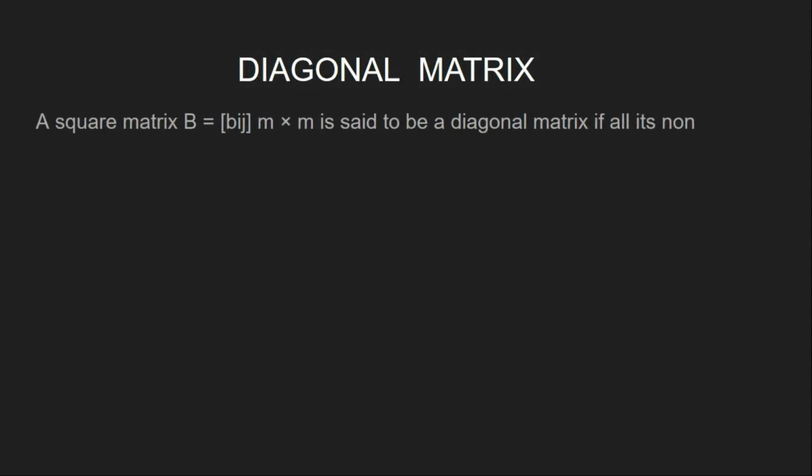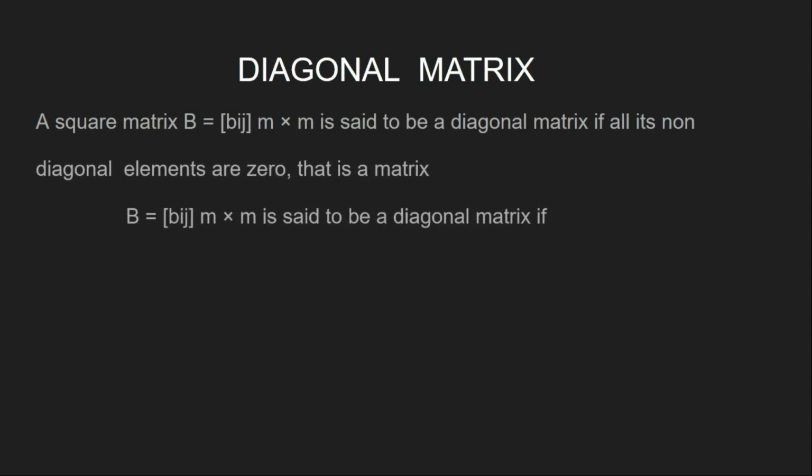Now move on to the next one, which is the diagonal matrix. I think you all know the meaning of diagonal, so let's start. A square matrix B is said to be a diagonal matrix if all its non-diagonal elements are 0. That is a matrix called a diagonal matrix. So it means in the diagonal matrix all its non-diagonal elements will be 0. We can say that it's a diagonal matrix.